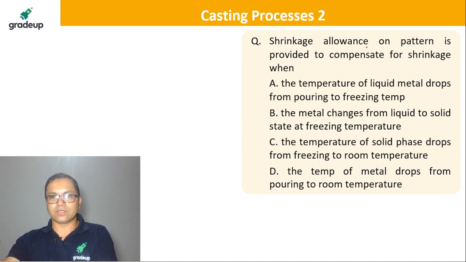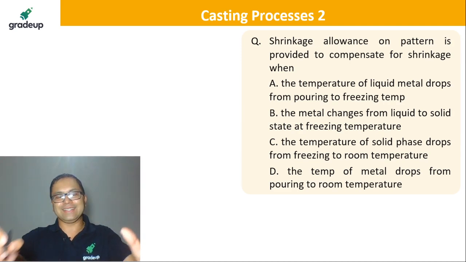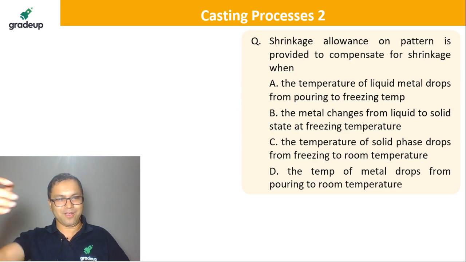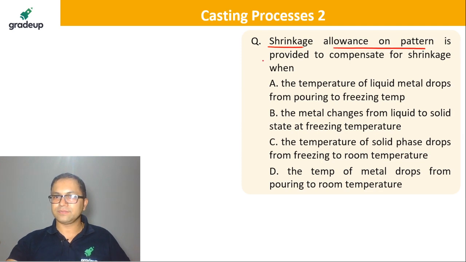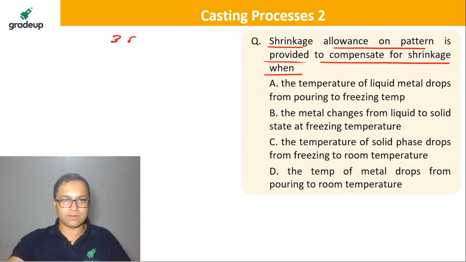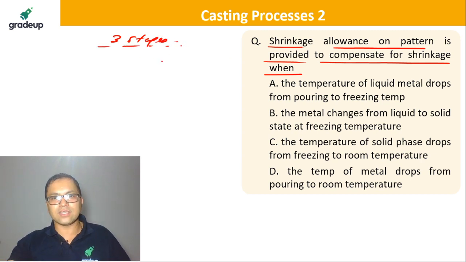Now let's do this question. We had already done this question yesterday, guys, and today let's also do this. Shrinkage allowance on pattern is provided to compensate for shrinkage when? What do you think about this? Come on, let's do this. So shrinkage allowance, we talked about it, right? There are 3 stages, yesterday we talked about it. So which one of the 3 stages does the shrinkage allowance take care of?